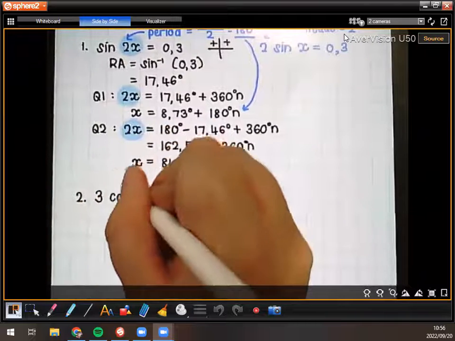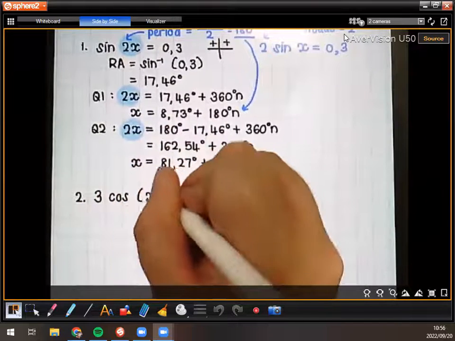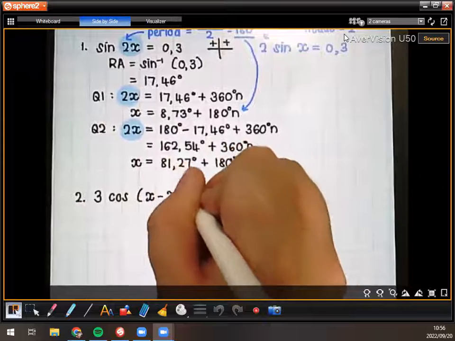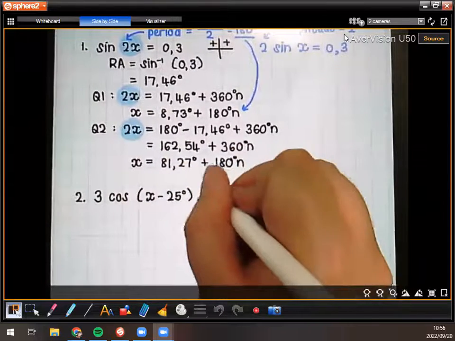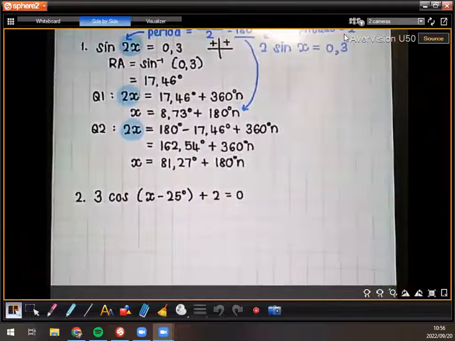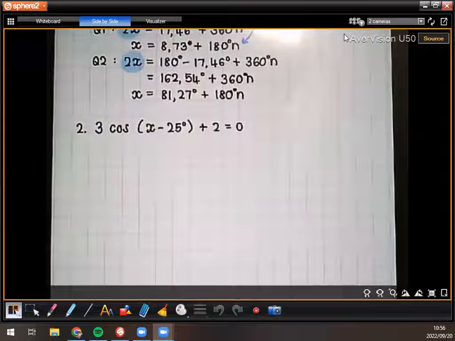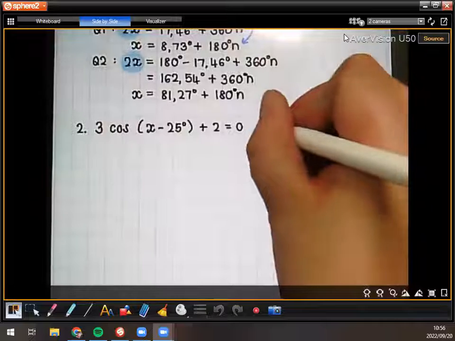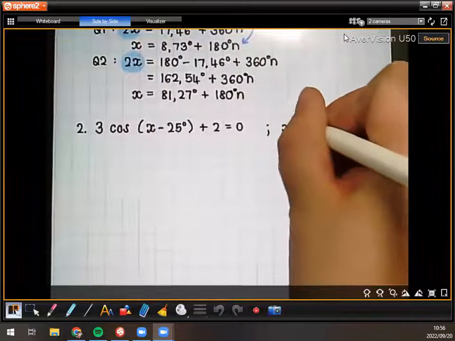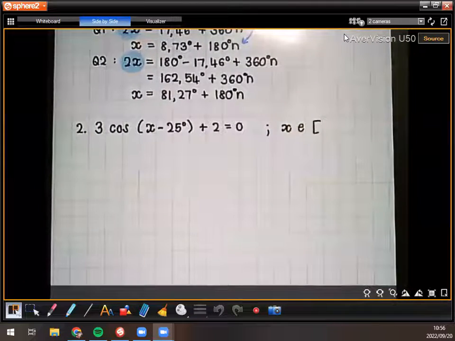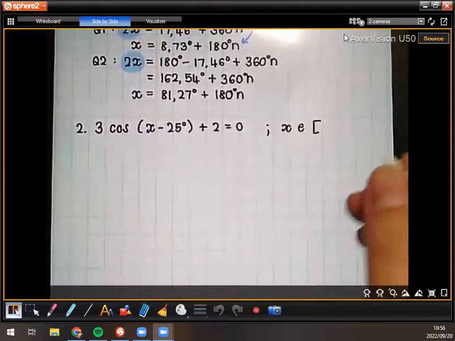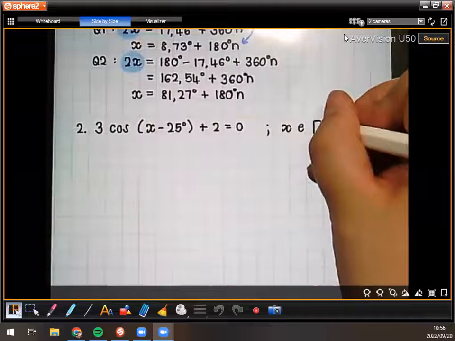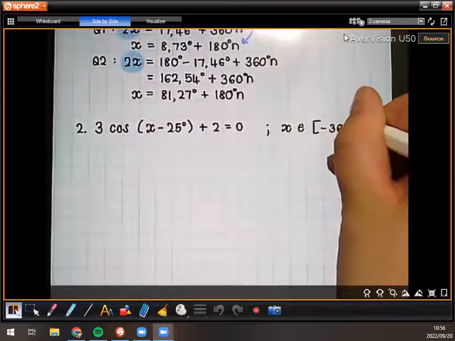3 cos, and then in brackets, x minus 25 degrees, close brackets, plus 2 is equal to 0. And let's do x is an element of, let's do negative 360 to 360 for this one.